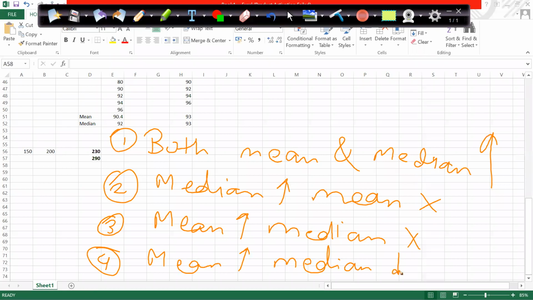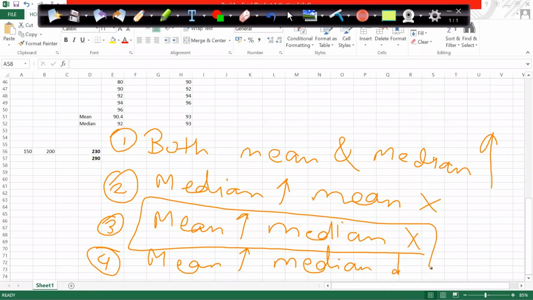So what do you think will be the answer? Absolutely right. Option number 3 looks more correct to me. All agree to it? So that is how my thing will work.